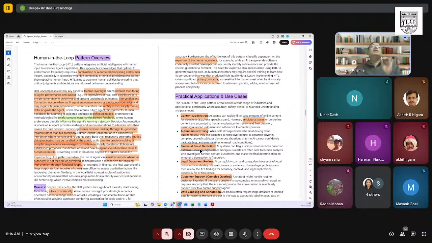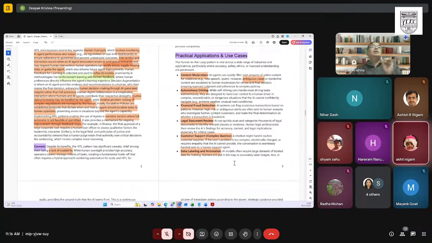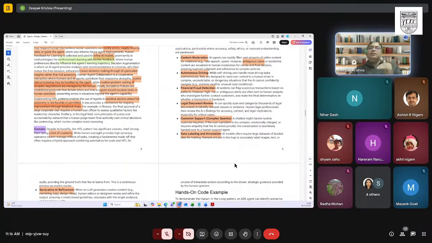Autonomous driving, financial fraud detection, legal document review, customer support, data labeling and annotations, right? All these actually need human in the loop, not for all scenarios, but for those where AI is not confident in the completion of its task. Suppose AI is performing 1,000 records. If it involves a human in the loop for one or two cases, it's fine. But if it applies a human for 900 cases, then that is not a good thing, right?